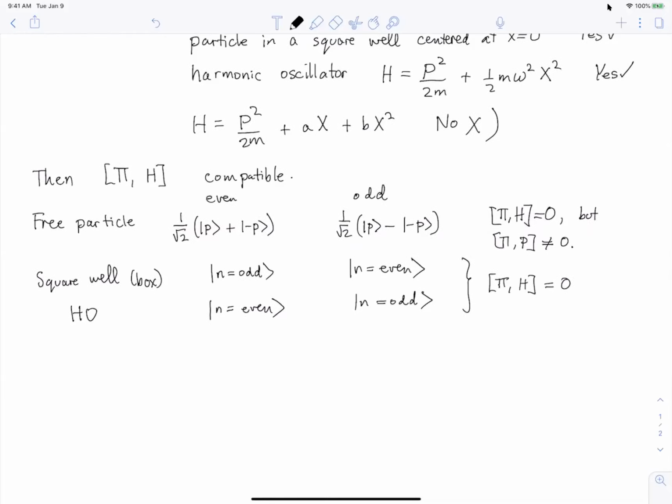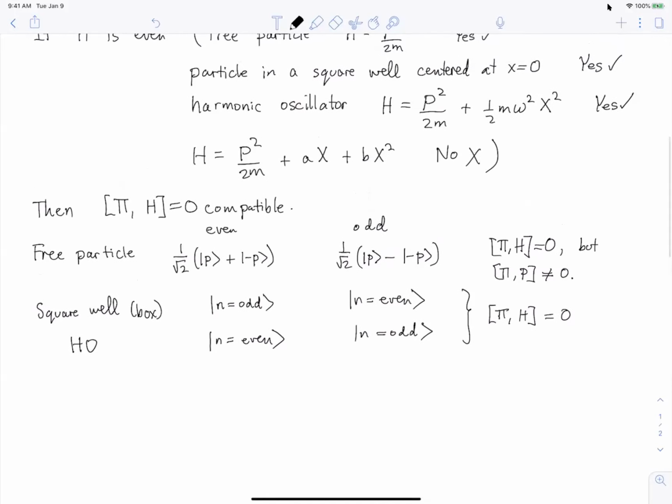Professor, I have a quick question. Yeah, sure. Just to clarify, why did you say that the parity and the Hamiltonian commute? Is it because whenever the Hamiltonian's even, it's invariant under the parity operator?